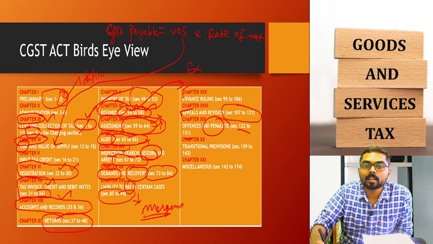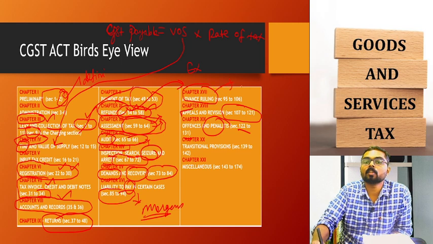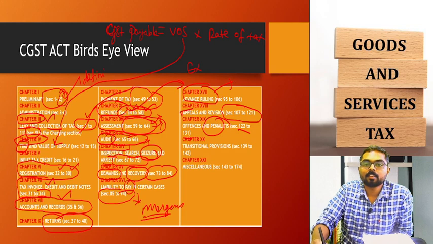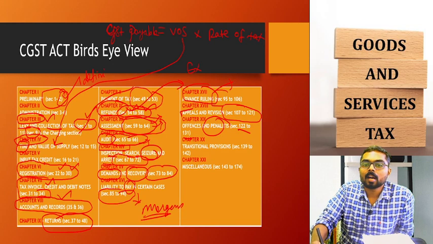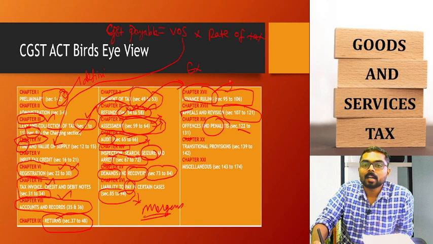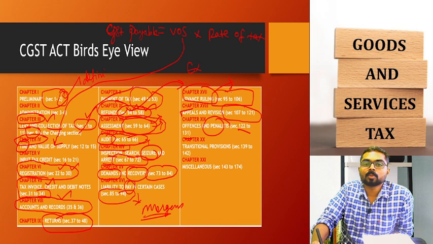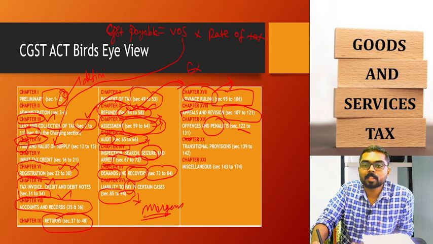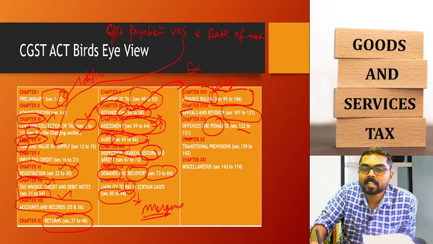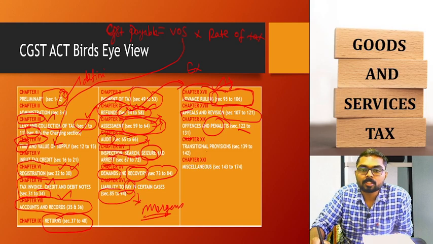Advance ruling. Suppose we don't know which rate to apply. Then we can always file a petition with the advance ruling authority and get the order from the advance ruling authority, and we can follow that to avoid litigation. It will be very useful. Advance ruling related sections they have given in section 95 to section 106.